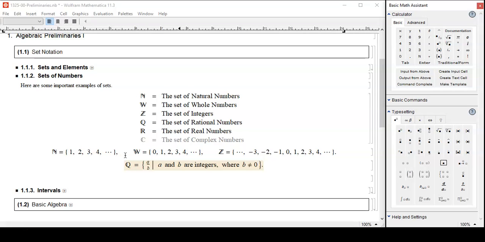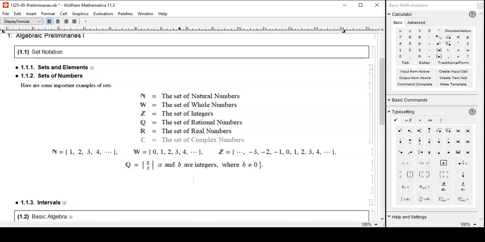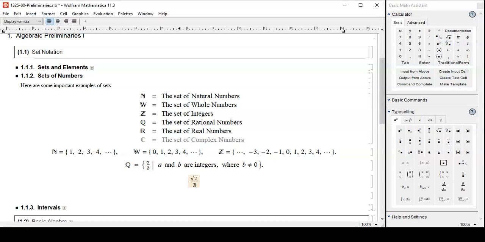Q is the set of fractions, integer over integer, where the denominator is non-zero, of course. If the denominator is 0, you cannot make a fraction, and that's undefined. So not just any fraction. If you have something like square root of 2 over 3, this is not a rational number. You have a fraction, yes, but the numerator is not an integer.